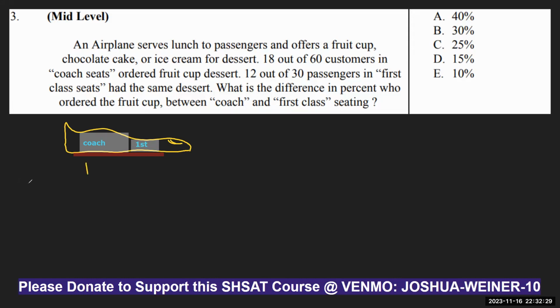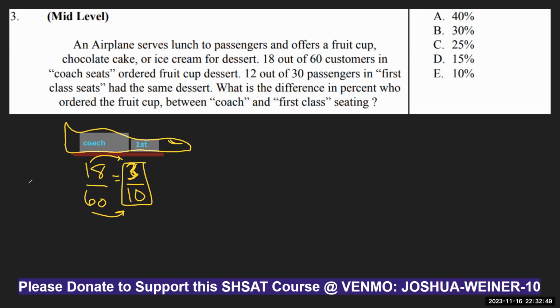It's 18 out of 60 seats. And I guess that's equal to 6 out of 10. So let's put it like that. It's 6, right? Oh, wait, no, 3 out of 10, divided by 6. Right? So 60 divided by 6 is 10, and 18 divided by 6 is 3.